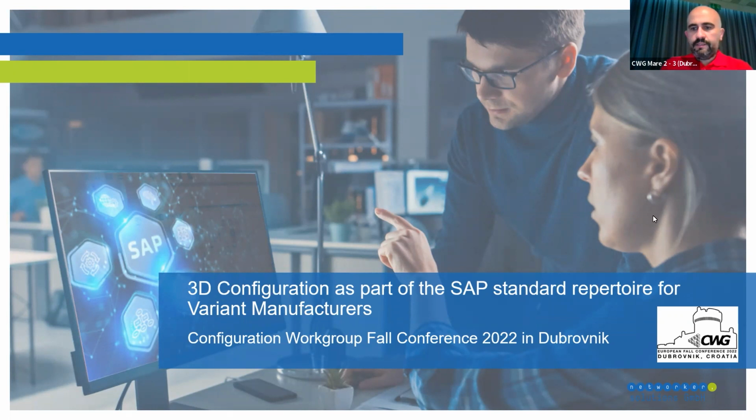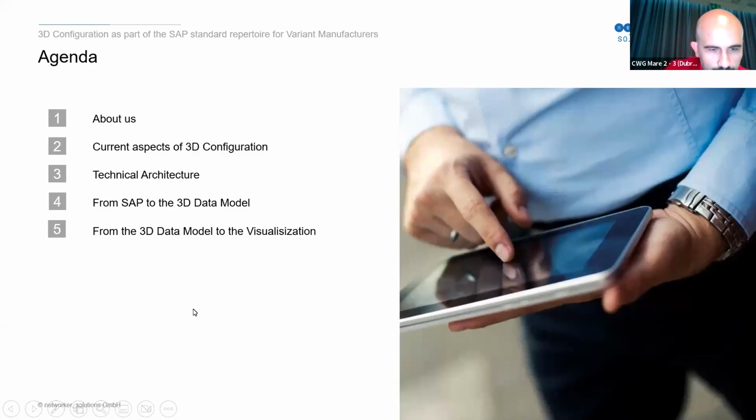Let's start. Just a short part about us, of course, so that you know more about Networker Solutions. Then I will go into the current aspects around the 3D configuration world in the VC ecosystem, then a short, brief introduction to the technical architecture behind it and the data model side, and then how to get from the data model of VC to the visualization.